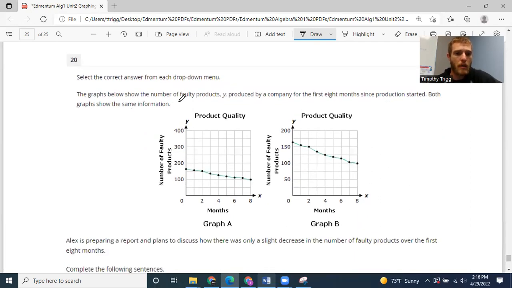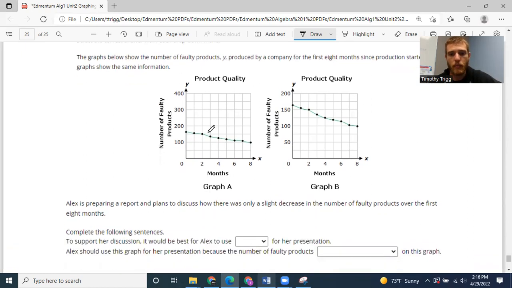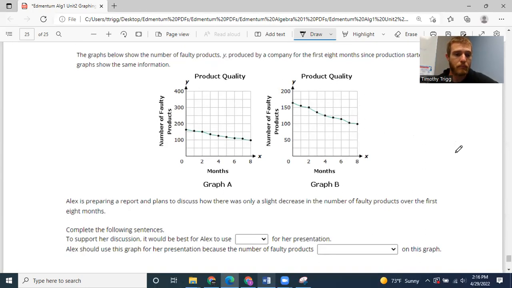The graphs below show the number of faulty products, Y, produced by a company for the first 8 months since production started. Both graphs show the same information. Okay, so we have the same information here. They're just displayed differently because you can see the axes are different, right? The first one, graph A, the Y-axis goes up to 400. But in graph B, the Y-axis only goes up to 200. That greatly changes what the graph looks like, doesn't it? Okay, but really these both have the same information.